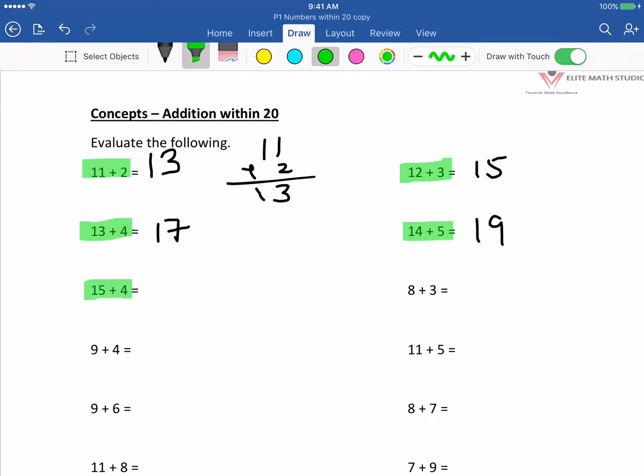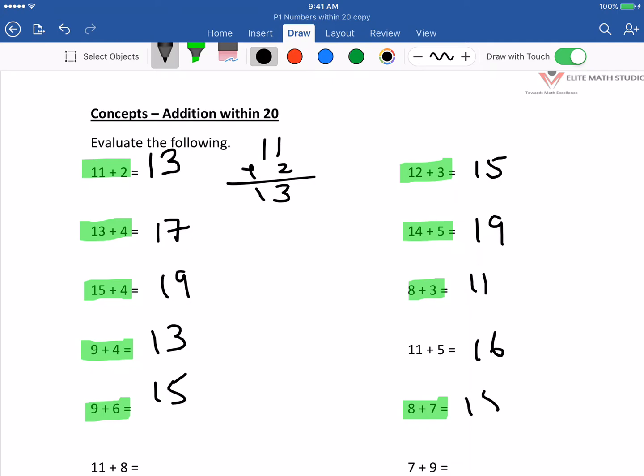Next one, 15 plus 4, 19 as well. 8 plus 3, 11. Next one, 9 plus 4, which is 13. Next one, 11 plus 5 will be 16. 9 plus 6 will be 15. Next one, 8 plus 7, 15.